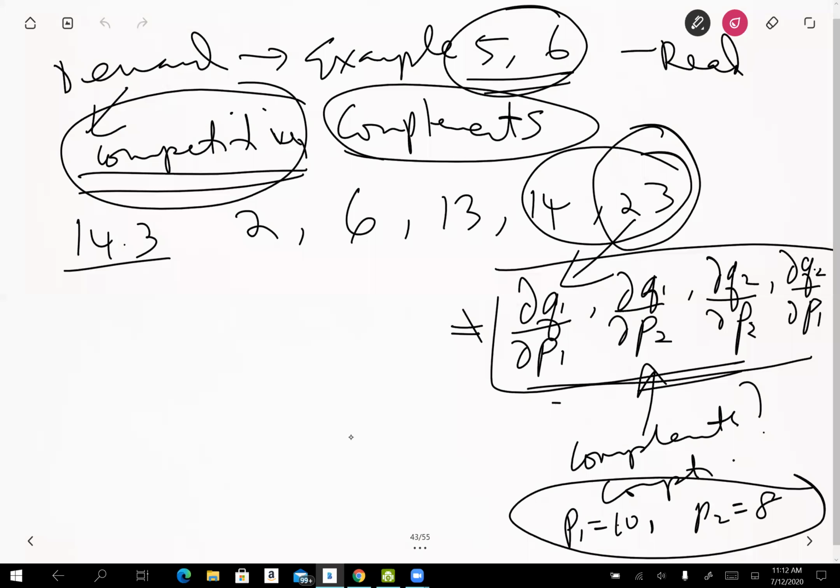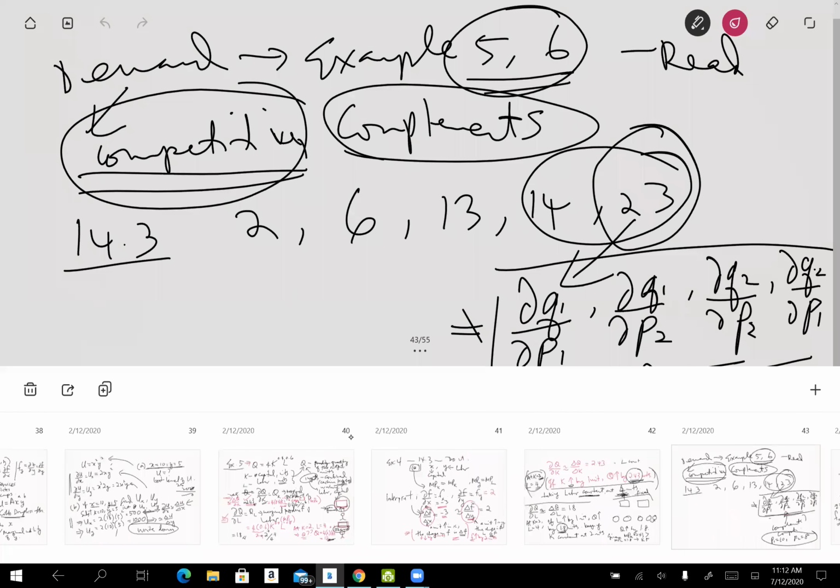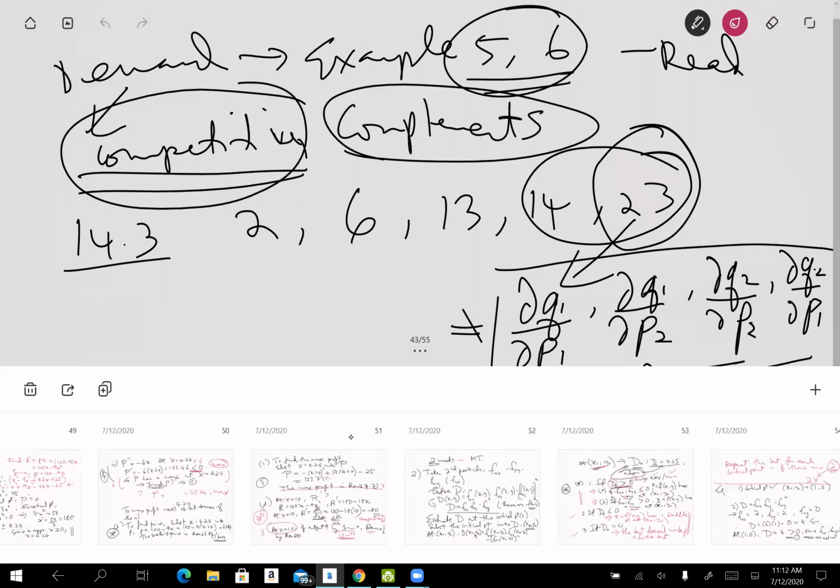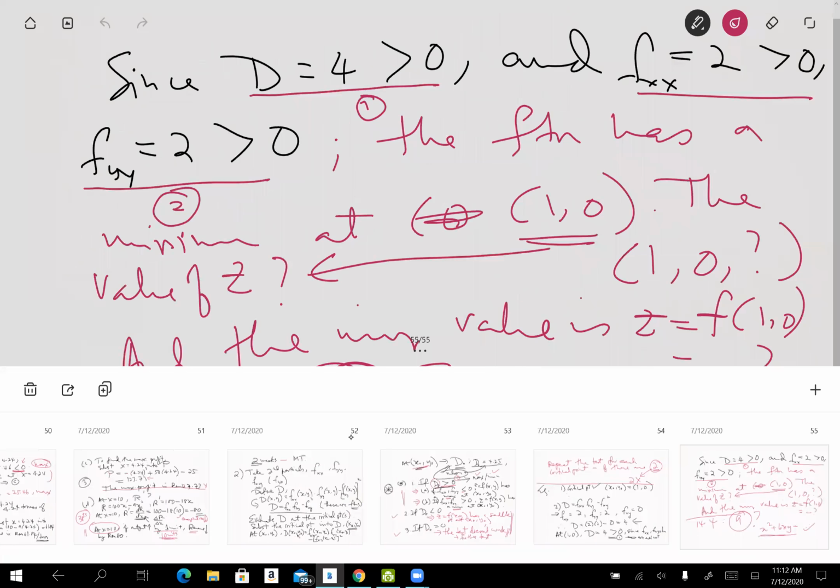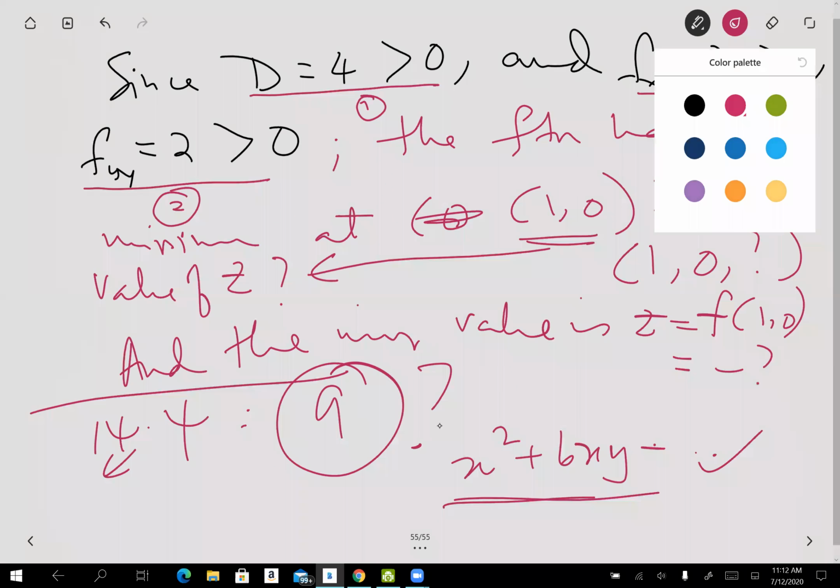So 14.3, I already gave you. 14.2 also I gave already, right? So 14.2, 14.3 okay. So today if I give, I want to give you some questions on 14.4. 14.4 I will give you questions.